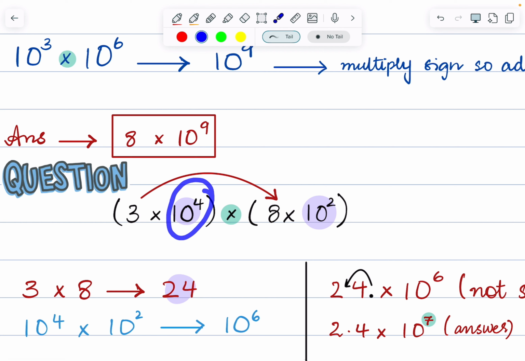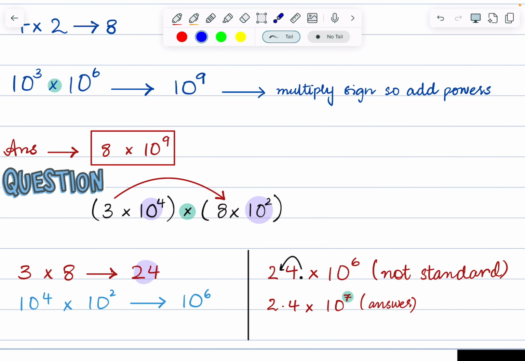And if I add the powers, 4 plus 2 is 6, so 10 to the power 6. But this was not in standard form, so I'll convert it by moving the decimal one place behind. Since I'm making a bigger number into a smaller number, 24 था, so 2.4 बना दिया, छोटा बन गया, so you'll add 1 into the power. So it will become 2.4 times 10 to the power of 7. Simple and easy.